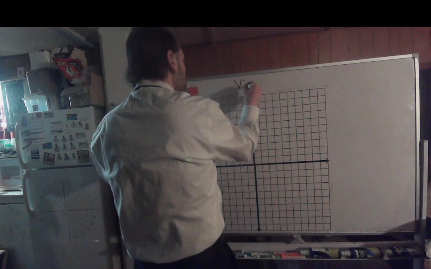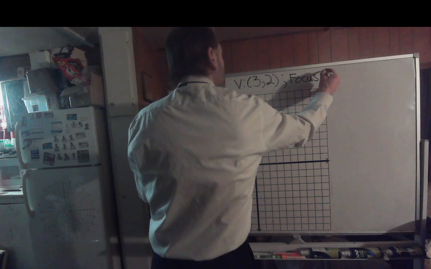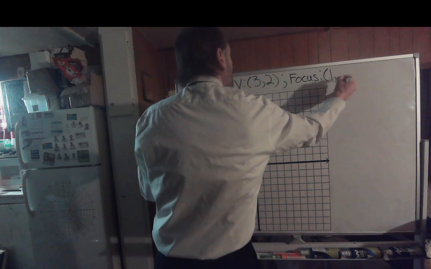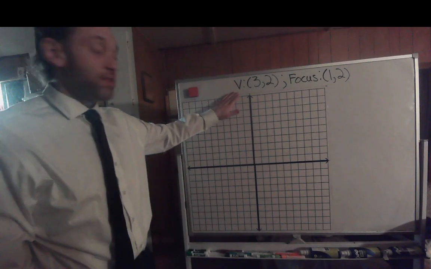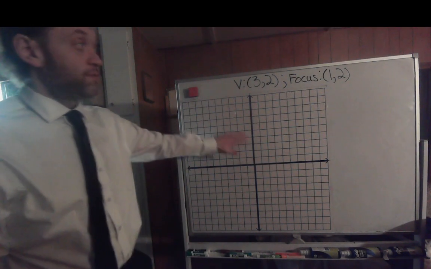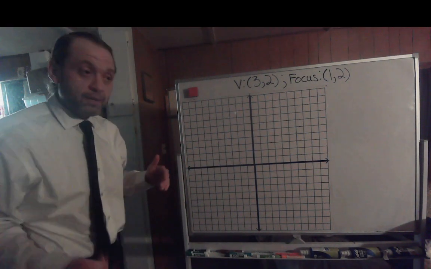This one we're just going to do some equations, no more graphing. So they give you that the vertex is at (3, 2), and your focus is at (1, 2). Alright, so your vertex is at (3, 2). Your focus is at (1, 2). We need to find the equation for the parabola.